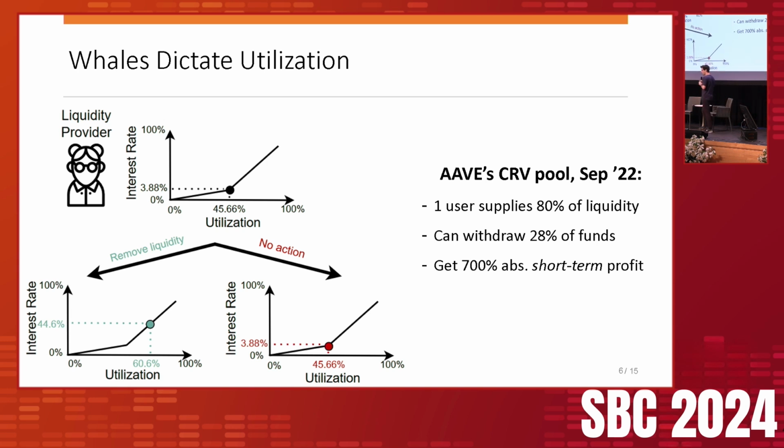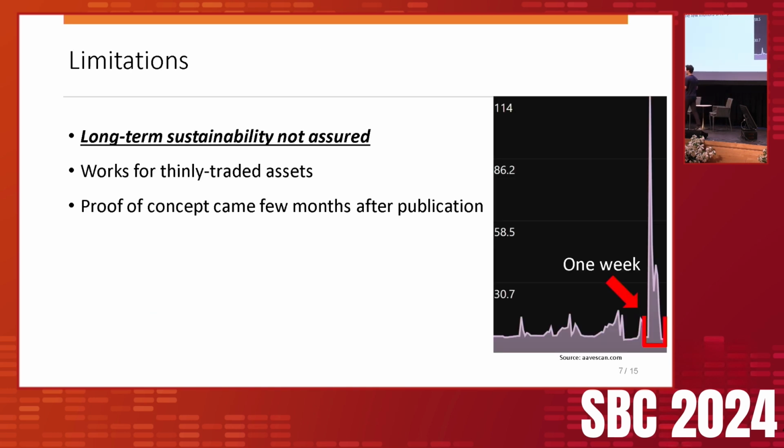When we wrote this paper, we took a recent example. We saw that a Curve pool had 80% of its funds provided by a single user. That user could have withdrawn 28% of its funds to increase its profits by a factor of 7. Short-term profits, at least. This does not consider the impact of the withdrawal on other users.